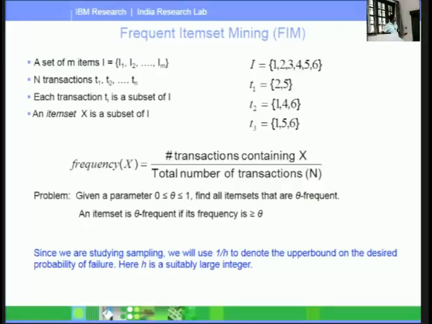What we say is, suppose you look at any subset of these items. In this case, maybe let's say you look at 1 and 6. The frequency of that subset is the number of transactions containing X divided by the total number of transactions. In this case, the subset 1 and 6 has a frequency of 2 over 3 because it appears in 2 transactions out of 3. 1 also has a frequency of 2 over 3.